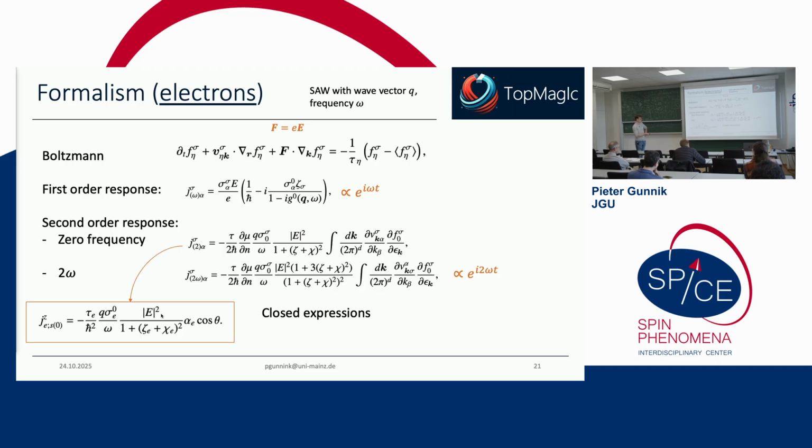We can work all this out, obtain closed expressions, and the result is relatively straightforward, just as you would expect. It directly reproduces results as if you were to apply an electrical current, because in the end this is what you are doing. So this is just the spin splitter effect, but second order in electric field and at a finite frequency.